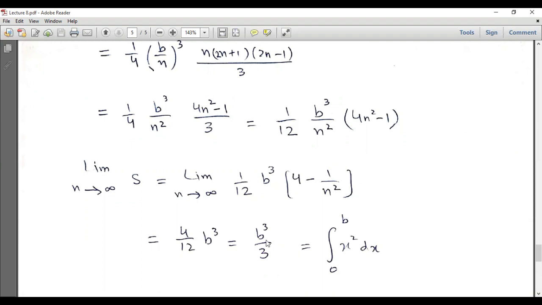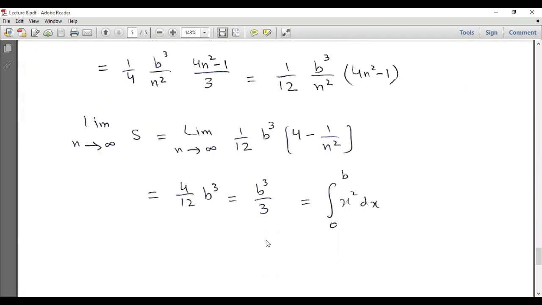So that is all about our discussion on the Riemann sum, which is a numerical method of integration. And I hope you have understood the concept of Riemann sum.